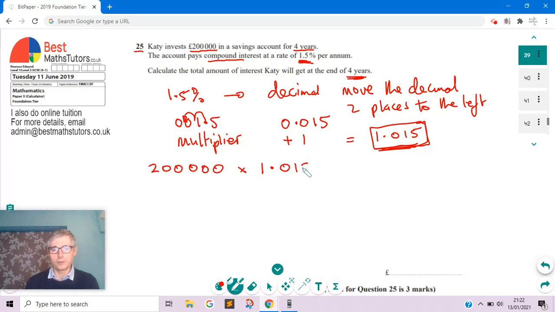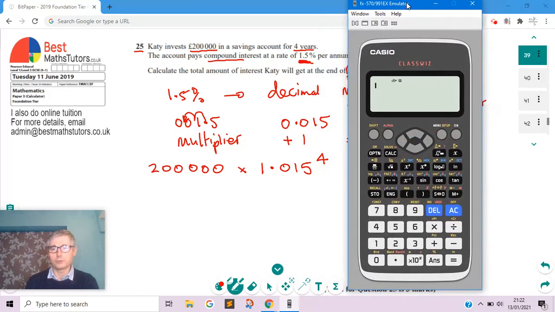And then we can put a power on it. By that I mean put an index, so like you might say 3 squared or something. Well, in this case, the power is going to be 4, because it's over 4 years. So the 4 comes from it being 4 years. And we're doing it this way because we are on a calculator paper.